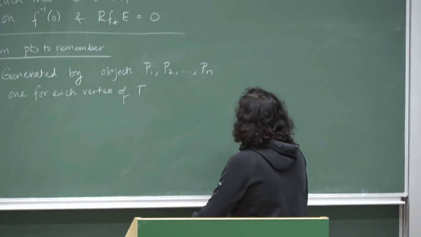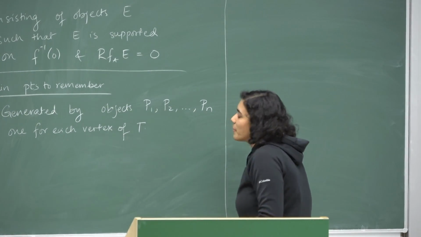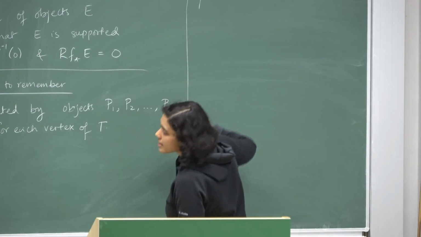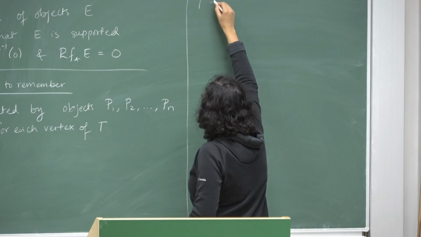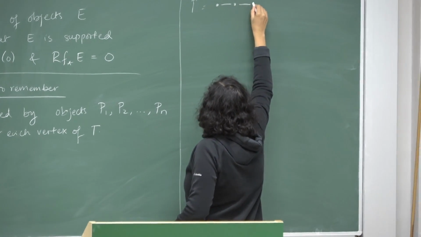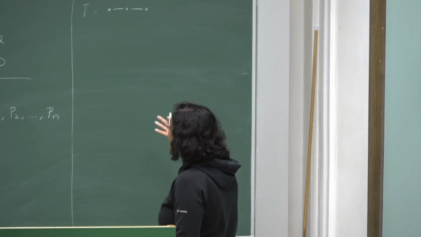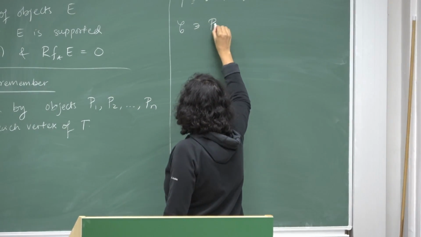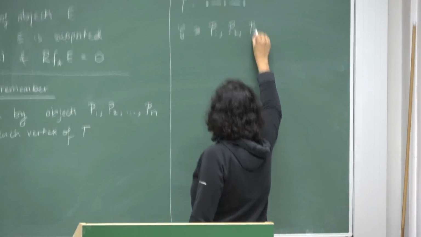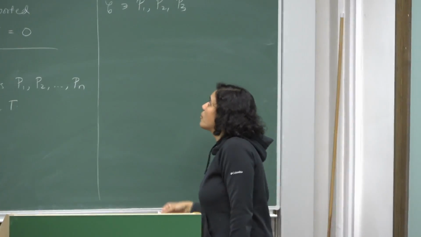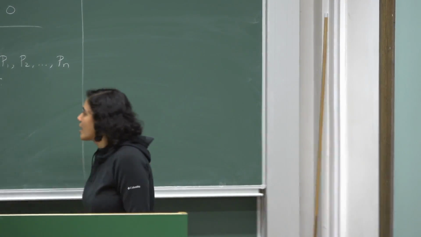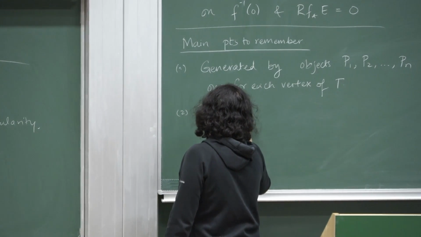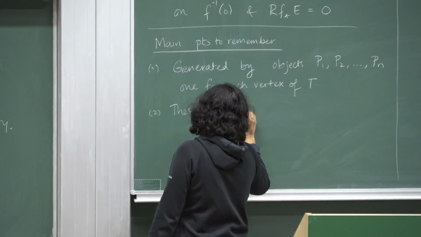So let me do an example on the side, which again won't mean anything for a little while, but we'll have that at least. I'll do A3 here. So that's the A3 Dynkin graph. And so the category C contains objects P1, P2, and P3, which are one for each vertex here. And these objects are simple objects.